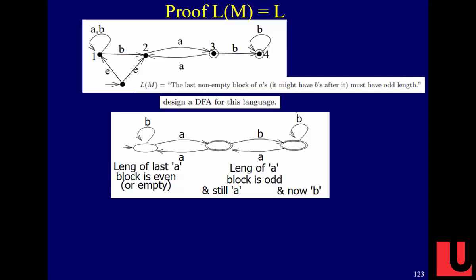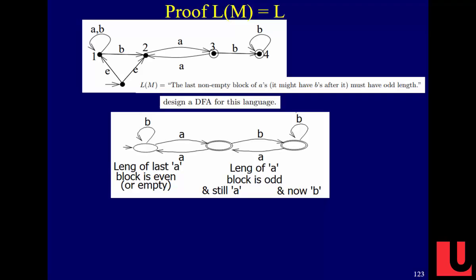Well, let's do some concrete examples. The first one is empty, or it's an even block of A's, or it has a bunch of B's in it and then has an even block of A's, or has a bunch of B's and the block of A's is empty. Right? That's our first guy. What's our second guy?